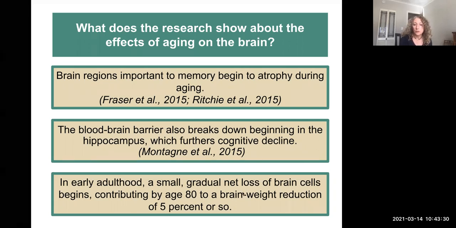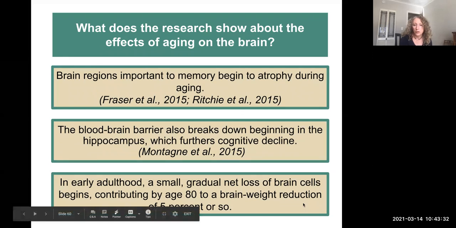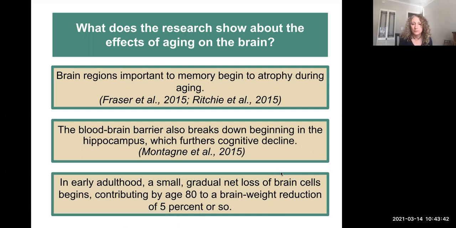And in early adulthood, a small gradual net loss of brain cells begins, contributing by age 80 to a brain weight reduction of 5% or so. Okay, this is sounding a little depressing. At least you don't have to worry about it for a while.